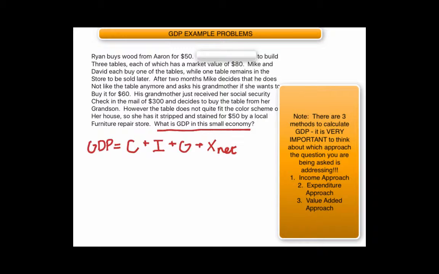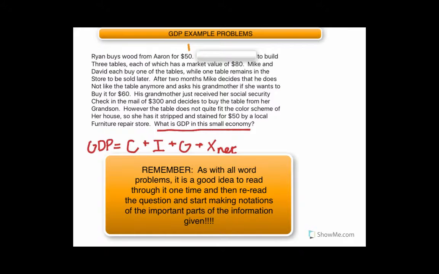So Ryan buys wood from Aaron for $50. I'm going to label that as 1. Then he uses the wood to build 3 tables, each of which has a market value of $80. Mike and David each buy one of these tables, while 1 table remains in the store to be sold later. So this idea that he uses the wood and then sells or stores the tables is going to be scenario 2.